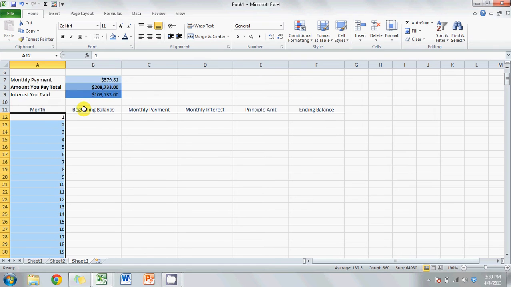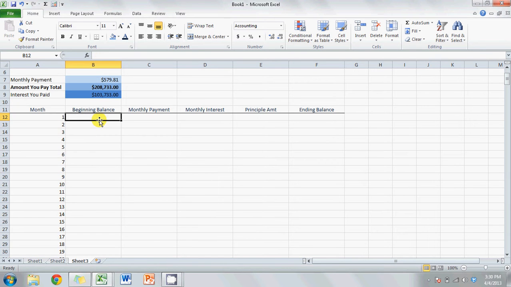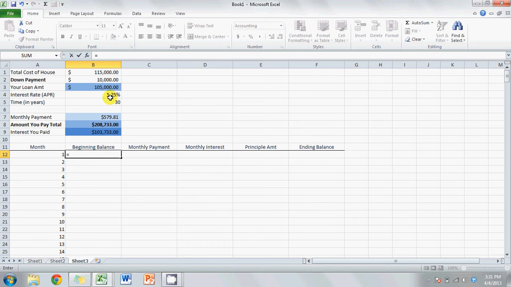So next is the beginning balance. The first month, your beginning balance is obviously going to be the original amount you took the loan out for. So equals, and I clicked on B3. Monthly payment. We already calculated that, so equals B7. Hit enter. And now we want to do the monthly interest.